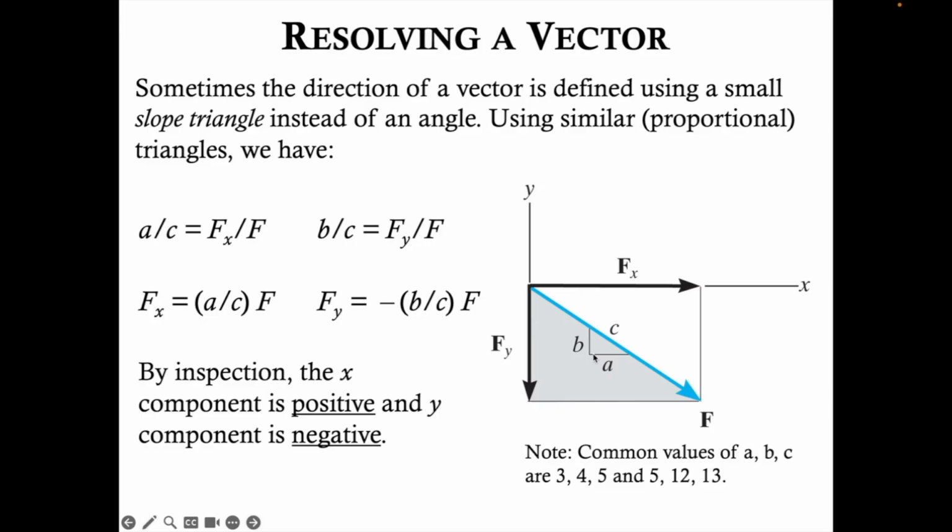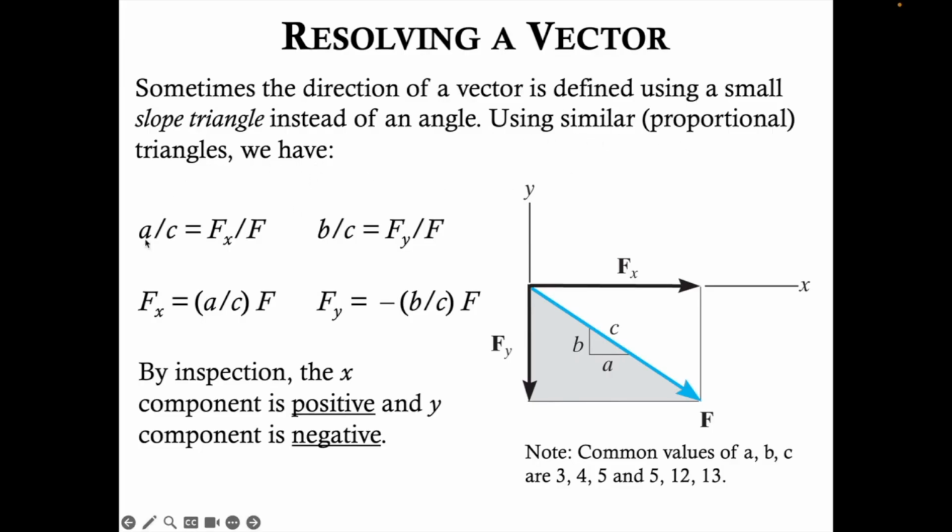Instead, we have this slope triangle, where this line here is parallel to the y-axis, and this line here is parallel to the x-axis. Lowercase a, b, and c would be numbers, integers, and common values of a, b, and c would be 3, 4, 5, and 5, 12, 13, which refer to the lengths of sides of a right triangle in which all the sides have lengths that are integer values. So using similar or proportional triangles, we have the following.